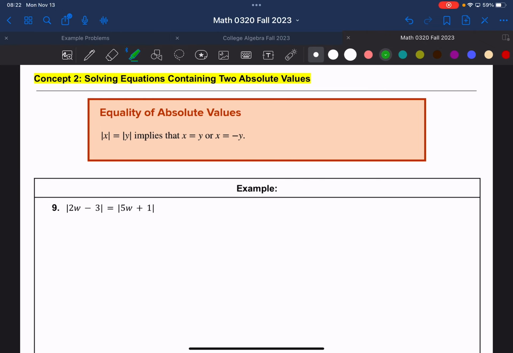Okay, concept 2. So now instead of just dealing with one absolute value, we're going to be dealing with more than one absolute value. So right here in this red box, it says if we have two absolute values that are equal to each other, this implies that the first absolute value is equal to the positive version and the negative version. So similar to what we were doing above. So if we have two absolute values equal to each other, we take whatever's inside the first absolute value, set it to the positive version, and then the negative version.